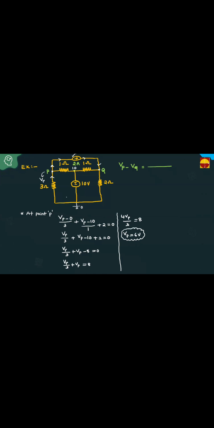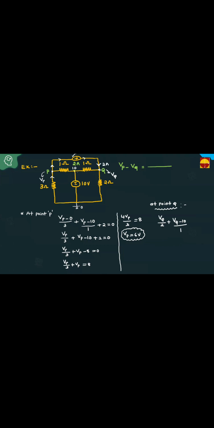Then apply nodal analysis at point Q. If you apply nodal analysis at point Q, how can you write? Voltage at point Q is taken as Vq. Then current is Vq by 2. KCL, currents leaving the node: this is Vq by 2, and Vq minus 10, this voltage minus this voltage, by 1. And this current is entering.